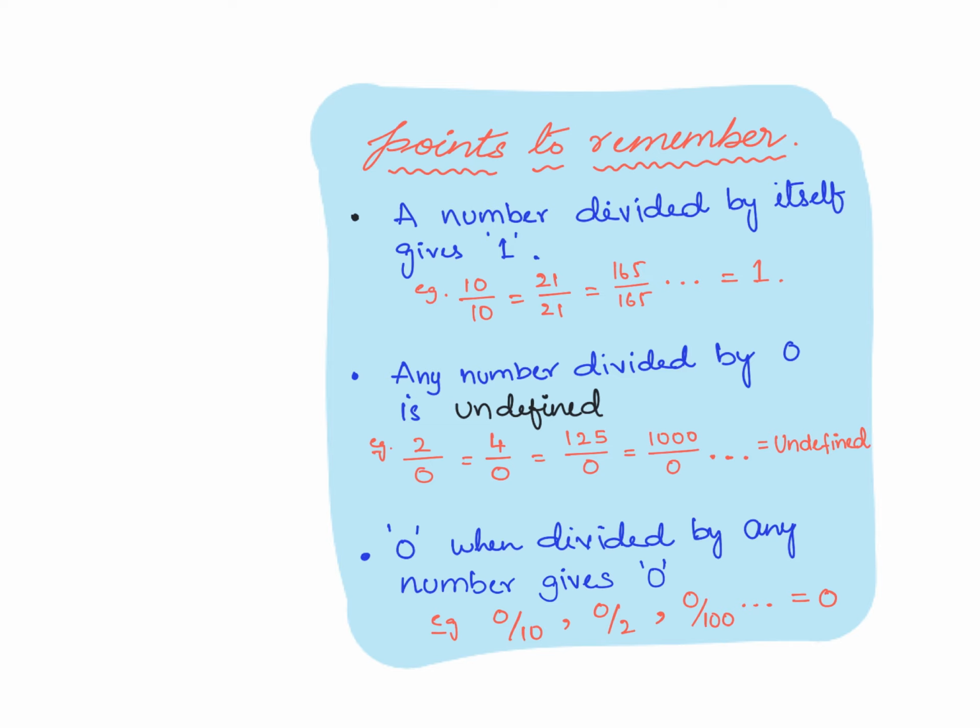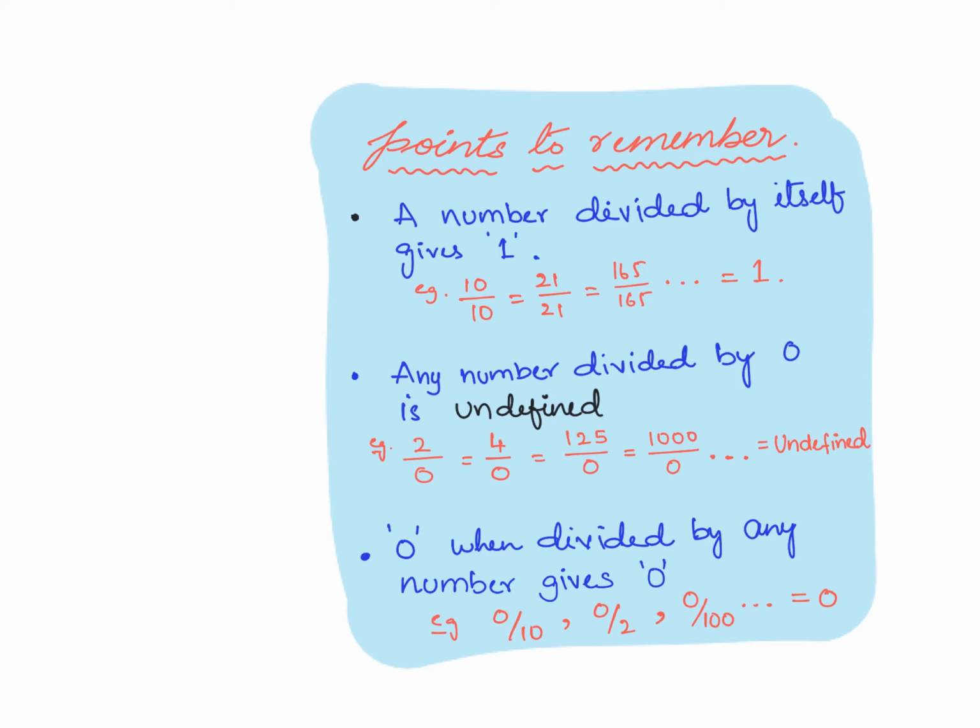In division, some important points to remember. A number divided by itself gives 1. We already discussed this: 16 divided by 16 gives quotient 1. In the same way, 10 divided by 10 gives 1. Any number, even 1 lakh divided by 1 lakh, gives quotient 1 only. And 165 divided by 165 gives 1 only.